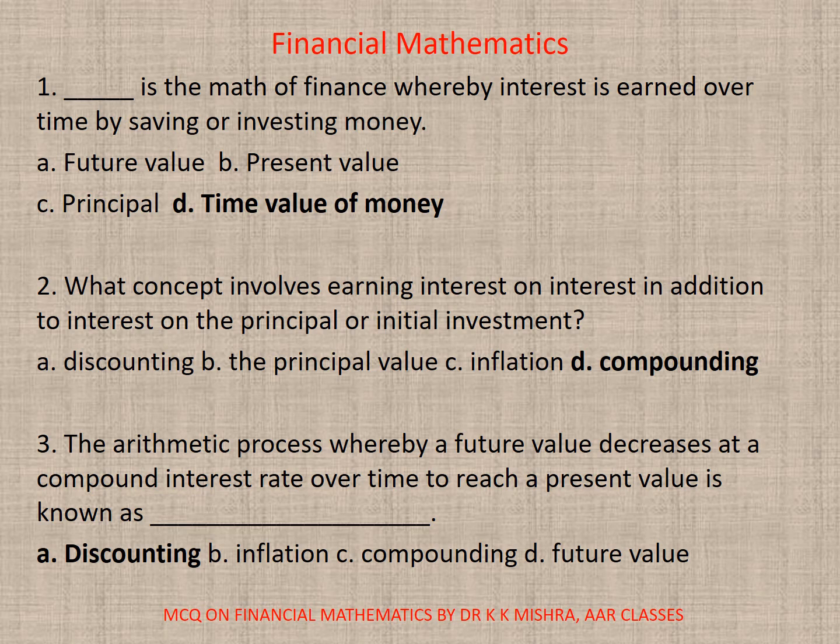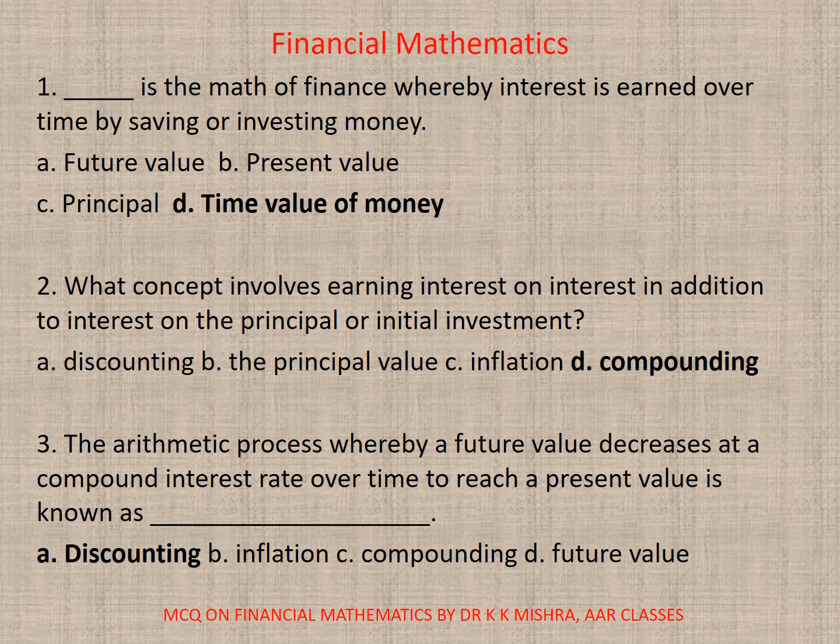2. What concept involves earning interest on interest in addition to interest on the principal or initial investment? A. Discounting. B. The principal value. C. Inflation. D. Compounding. Correct option is D. Compounding.